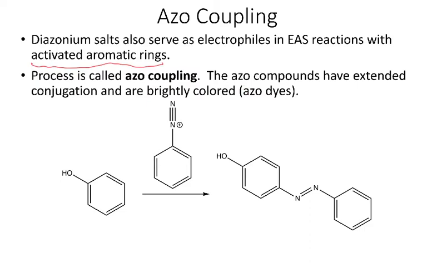The reason they're so brightly colored, I think when we first talked about conjugation, we may have mentioned that when we have extended conjugated pi systems, that lowers the energy of the HOMO-LUMO gap such that it's in the visible region, and so that makes compounds with extended pi systems very often colored, and these are no exception. They're often very brightly colored. Depending on the substituents that we put on the two benzene rings, we can change the energy gap between the HOMO and the LUMO and get different colors in that way.